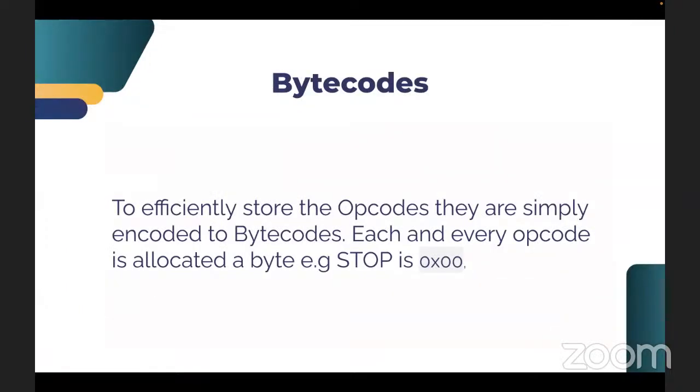So the next is bytecode. Basically, the Ethereum virtual machine stores the opcodes. It encodes opcodes to bytecodes, which is an effective and efficient way of storing the opcodes on the Ethereum virtual machine. Each and every opcode is allocated a byte to store, because the EVM is heavy on storage. So it allocates a portion for each opcode after being encoded to bytecodes.